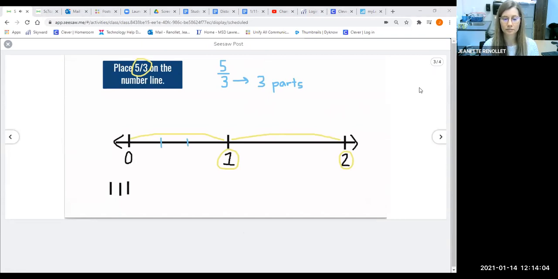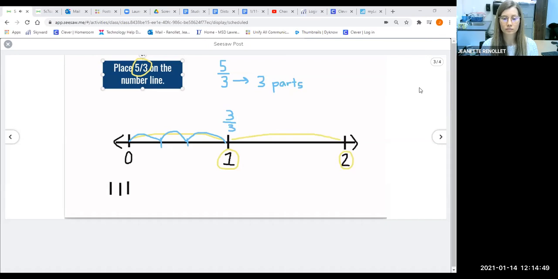If I skip count from 0 and think about my unit fraction, I know that each space will be 1/3. 1/3 plus 1/3 plus 1/3 equals 1 whole. 3 1/3 is the same thing as 1 whole. Our task asks us to put 5/3 on the number line. Right now, at the 1 mark, I'm at 3 1/3.